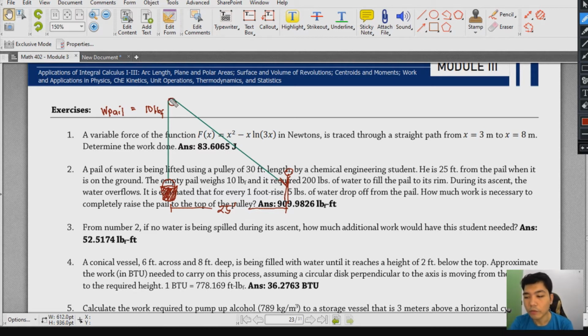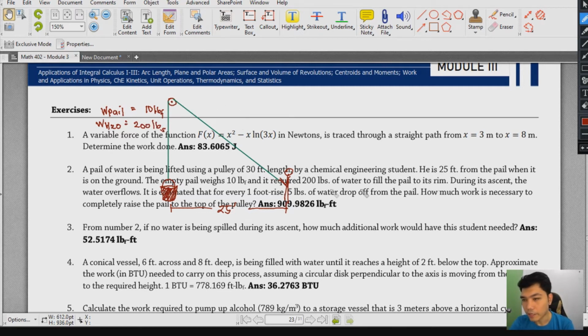Remember, if you have SI units, let's say when I weigh 50 kilograms, I have to multiply that by 9.81 to get the weight that I'm actually exerting. Technically, you don't have to do that in English units because the conversion factor is just 1. So the weight of the pail is 10-pound force, and it required 200 pounds of water to fill the pail to its rim. So the weight of the water inside is 200 pounds or 200-pound force. That's just the same thing.